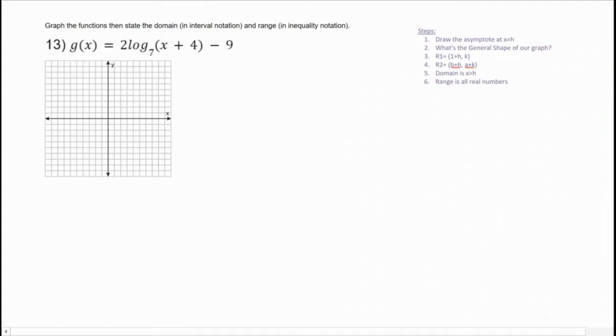You're asked to graph the function and state the domain and range. To start, I always like to figure out the vertical asymptote of a log function first because it's super easy, just figuring out what h is equal to. In this case, h is -4. So that means I'm going to count over 1, 2, 3, 4, and that is going to be my vertical asymptote. So it's always where I start when I am graphing a log.